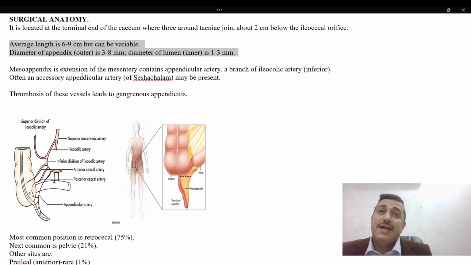The longest appendix ever noted, I think in one study I read, was 25 centimeters.